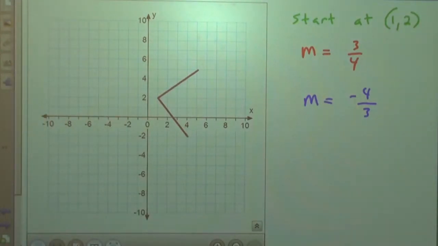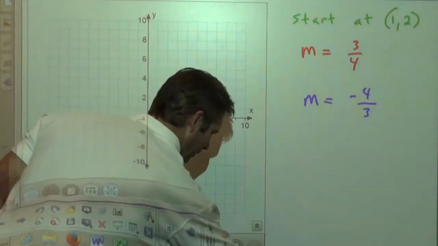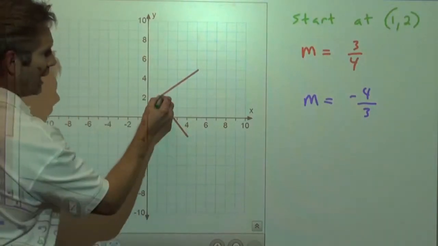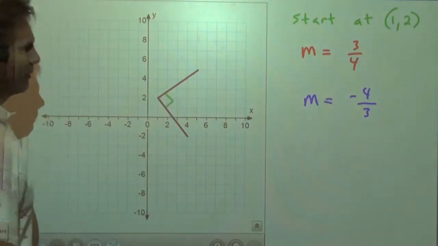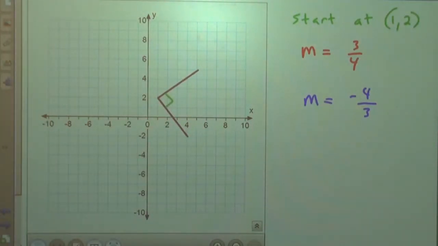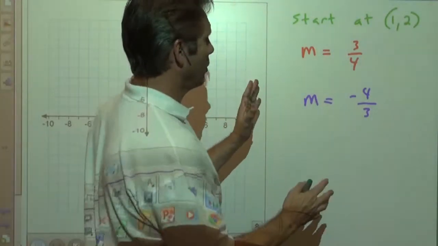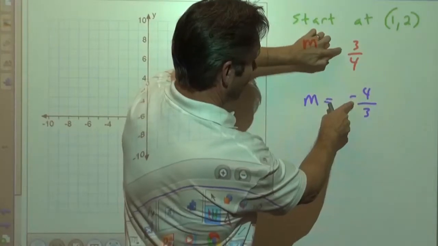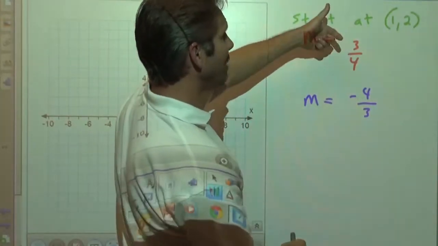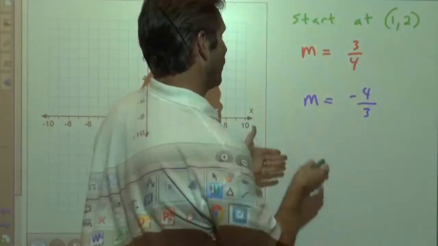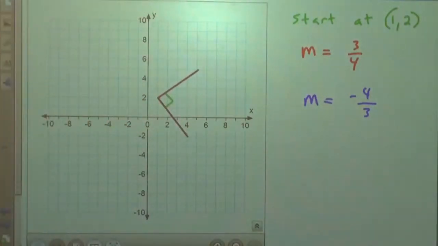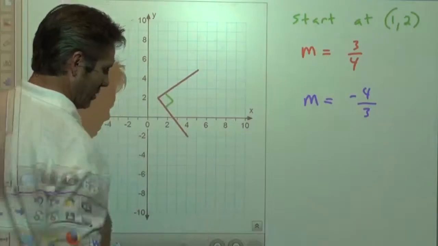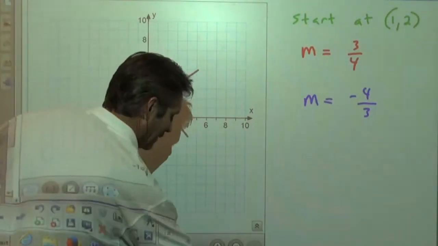Now, what do you notice between those two lines? Well, hopefully, you notice that those two lines form a right angle. They're perpendicular to each other. So, if you notice that two lines have slopes that are opposites of each other, a negative as opposed to a positive, and they're inverses of each other, they're reciprocals, then you know right then and there that those two lines must be perpendicular to each other, because that's the nature of how those slopes relate.